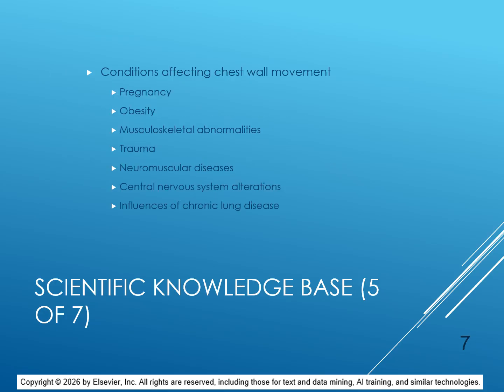Well, we talked about all of these on the previous slide. I think I got ahead of myself, but I think I mentioned all of these. These are the conditions that affect the chest wall movement, which will affect oxygenation physiologically. Pregnancy, obesity, musculoskeletal abnormalities, trauma, neuromuscular diseases, and central nervous alterations, as well as influences of chronic lung disease. So I believe I hit all of those on the previous slide. Next slide.